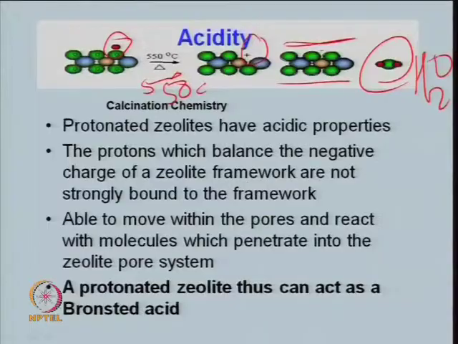So, zeolite based catalysts are used because they have the strong H positive ions there. The cracking reaction is mainly based on the carbonium ion mechanism, and then the secondary reactions take place and you get the gasoline range of hydrocarbons, which is known as FCC gasoline. So, this is important in the case of Bronsted type of acidity. So, a protonated zeolite thus can act as a Bronsted acid.